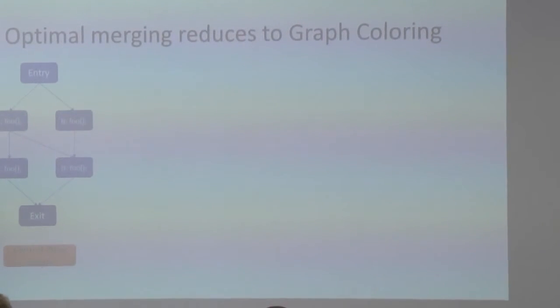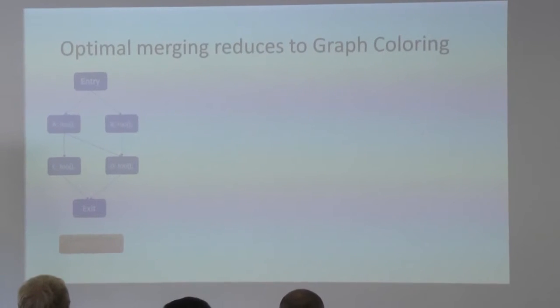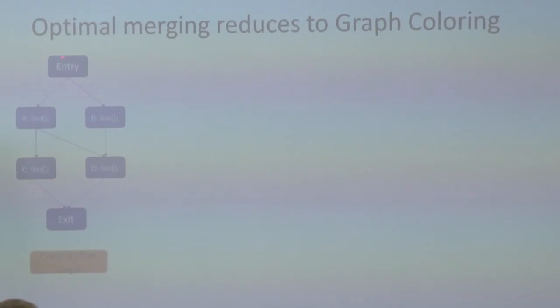So if you want to do it optimally, it becomes difficult. It reduces to graph coloring. So you're right, there can be lots of choices of what to inline and what to merge with. So let's look at this. This is a call graph. Not a call graph. This is a control flow graph. So a procedure that calls foo four times, and the call sites are A, B, C, and D.